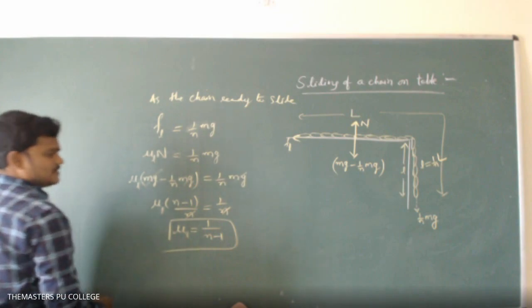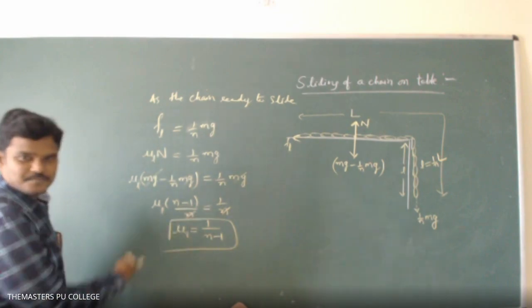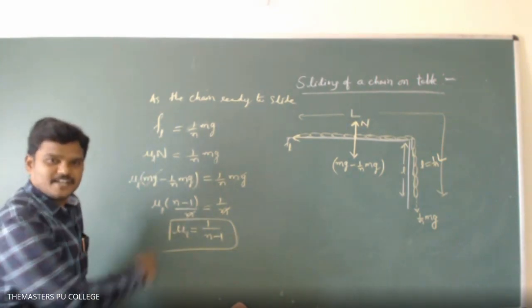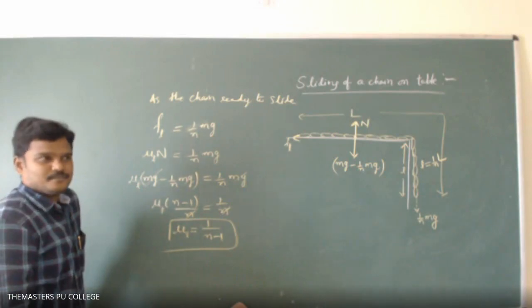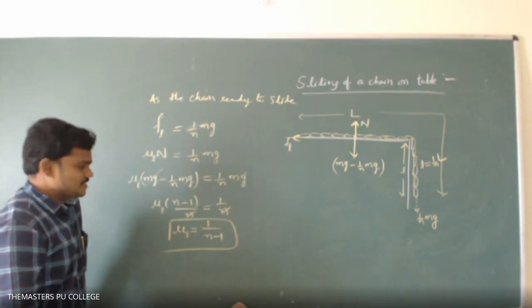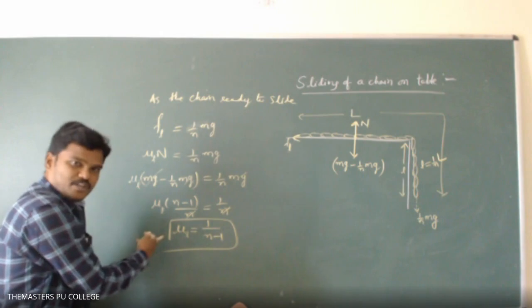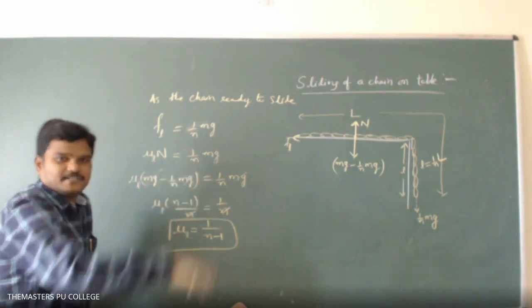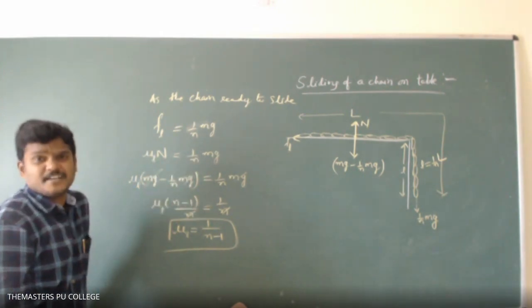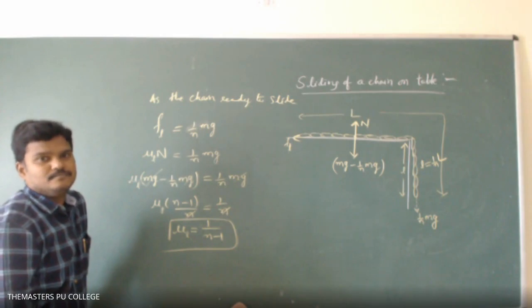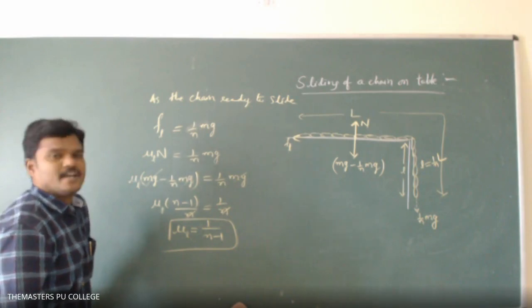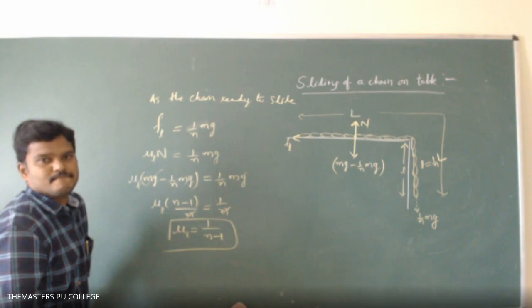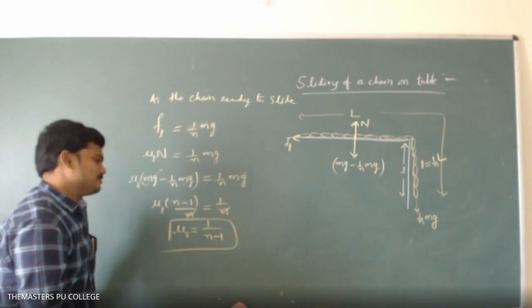Mu L. Shall I extend this step some more? Because the option is not given in this one. Let us suppose, shall I extend this formula? Yes, sir. Mu L is equal to 1 by n minus 1. If n is given, we can find the mu L value. If half part is hanging, what is mu? 1/2. 1/2, sir. Yeah, 1/2. That's it. Very good.